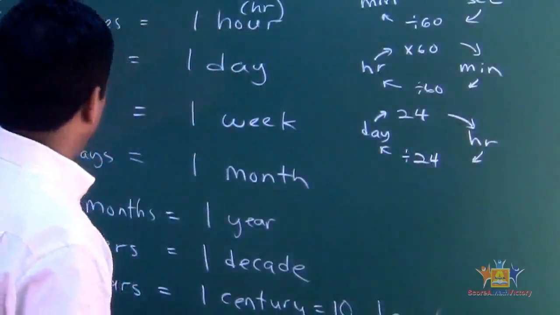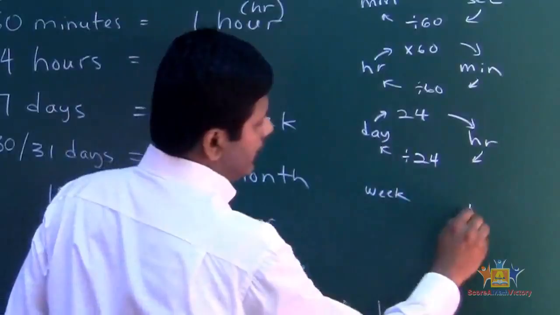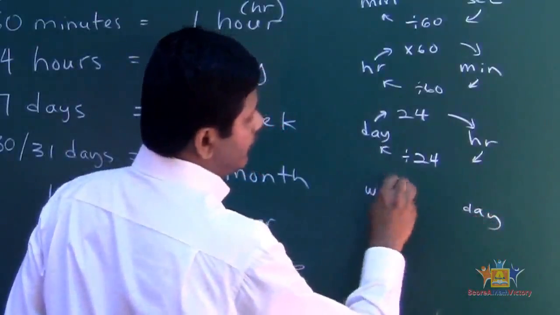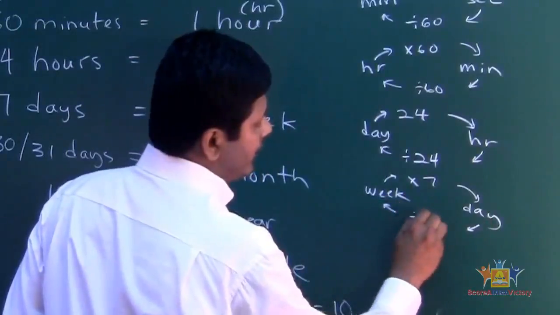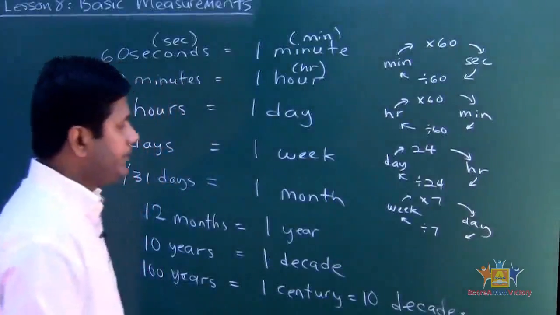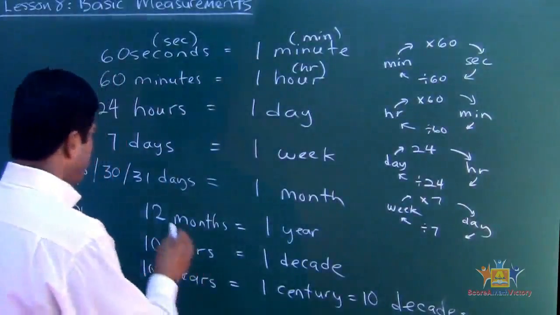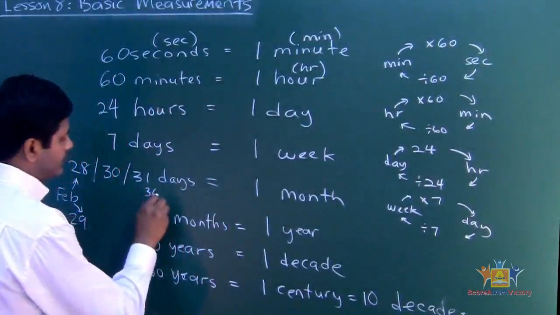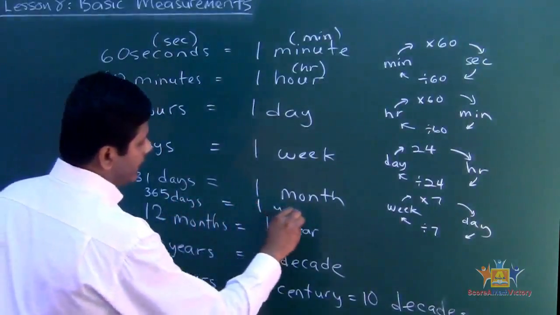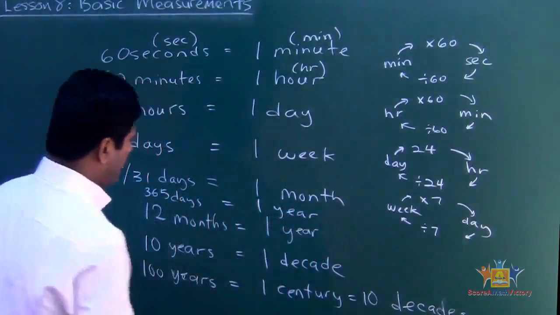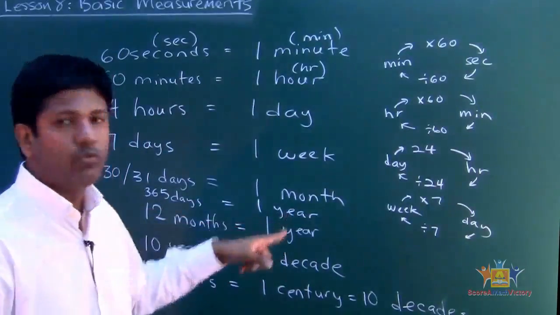And then what about week? When we go from week to day, we multiply by 7, and when we go from day to week, we divide by 7. Alright? So keep in mind. Now one more thing I didn't write down for you is year. There are 365 days in 1 year. Okay? Keep in mind, in 1 year. So 12 months makes 1 year, and 365 days makes 1 year.